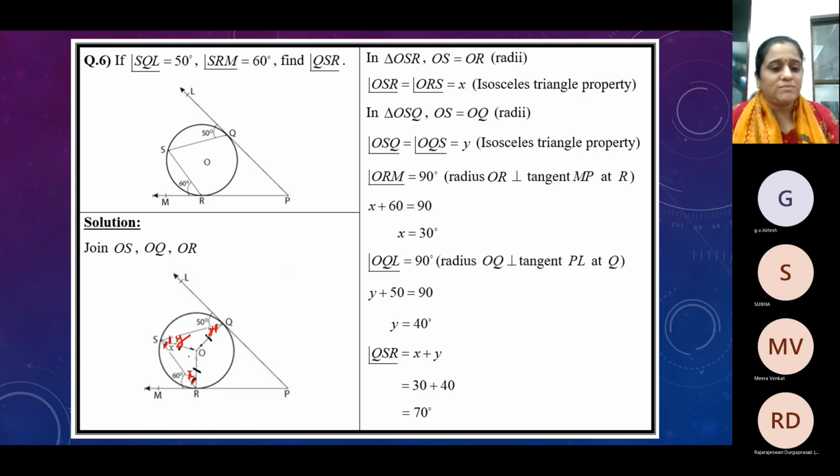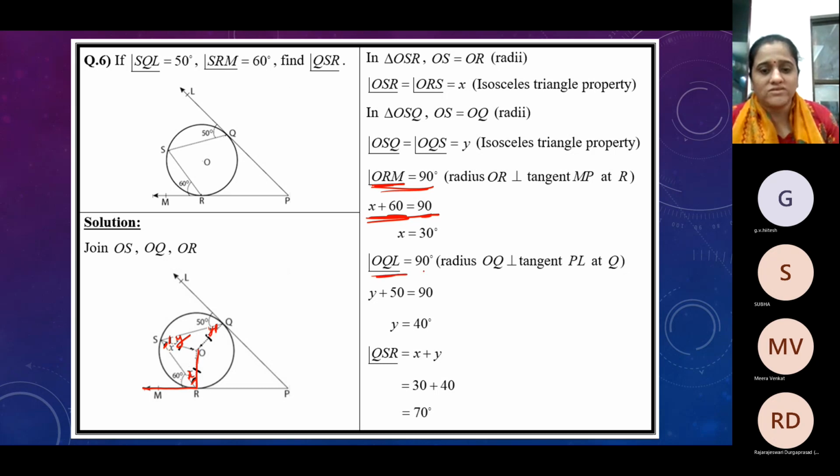So 60 plus X is equal to 90. It's easier to present. Here, 50 plus Y is 90. You can see here I've written ORM is 90. What is ORM? X plus 60. That's why below I've written X plus 60 is 90.